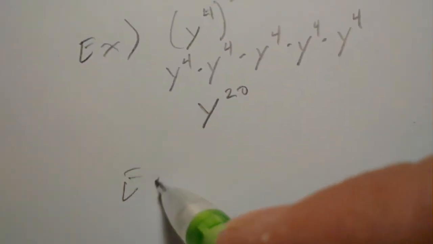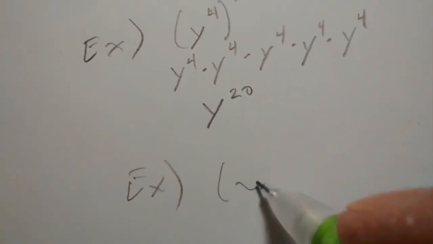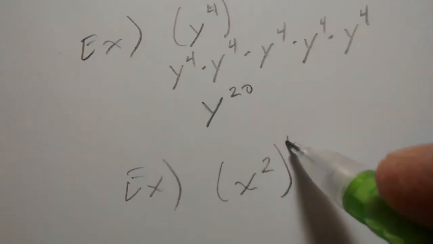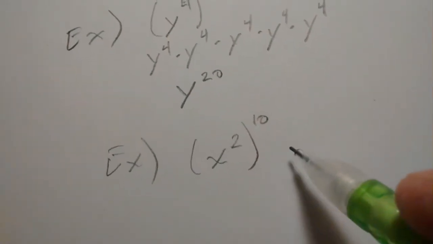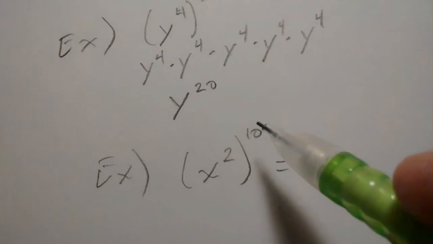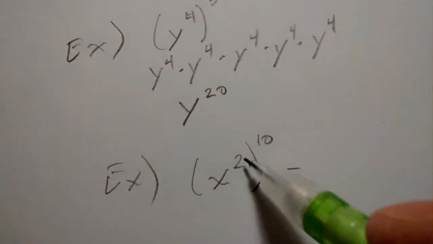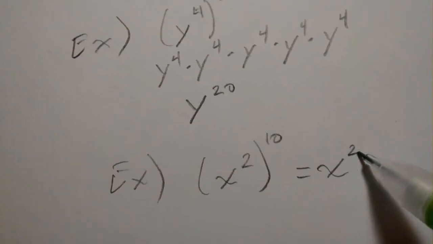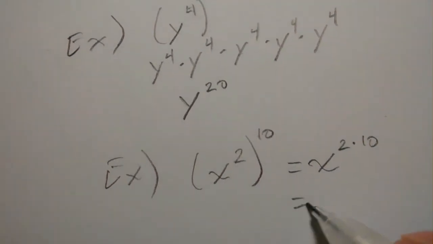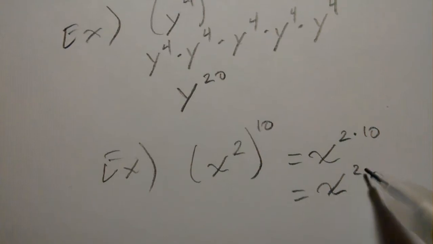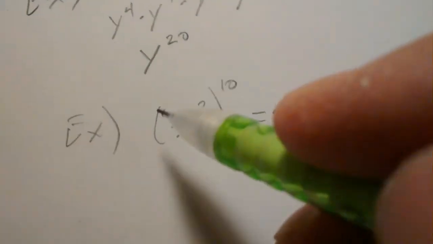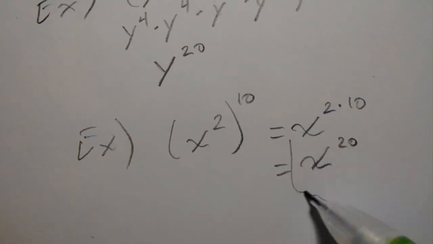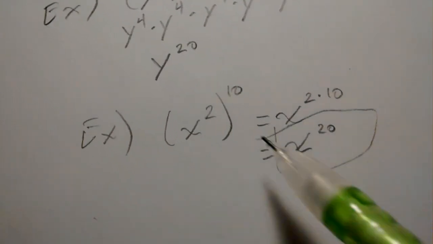So here's another example. If I have x squared, raise that to the 10th power. The short version is 10 of these guys, really meaning 10 times 2 here, number of x's being multiplied. So there's really 20 x's being multiplied here, and that's the short version, or the answer to this simplifying.